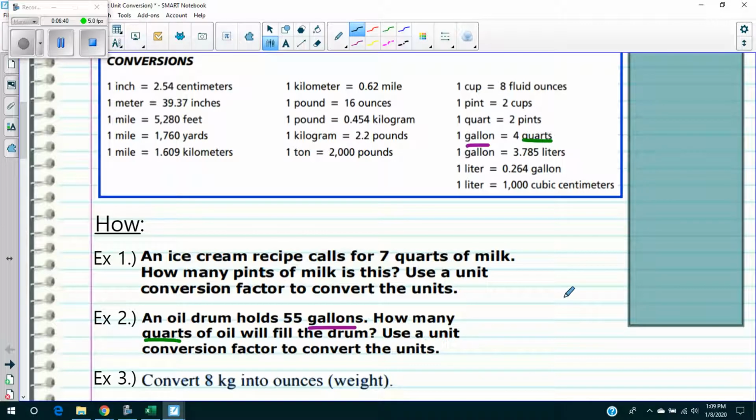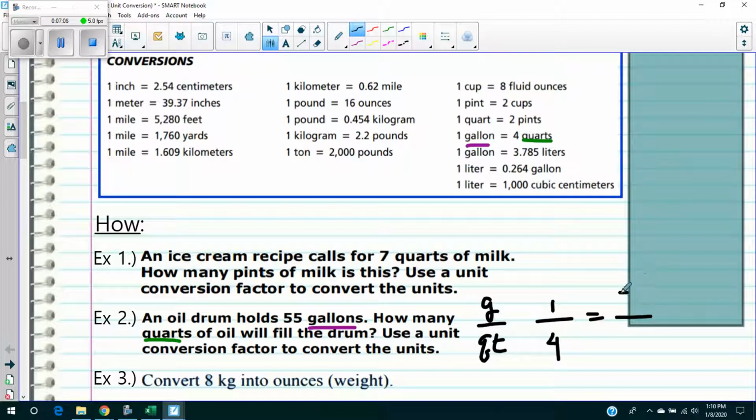Now let's see. Oil drum holds 55 gallons. Okay, so gallons to quarts. Now let's see, 1 gallon is 4 quarts, right? As stated. And then what is it?